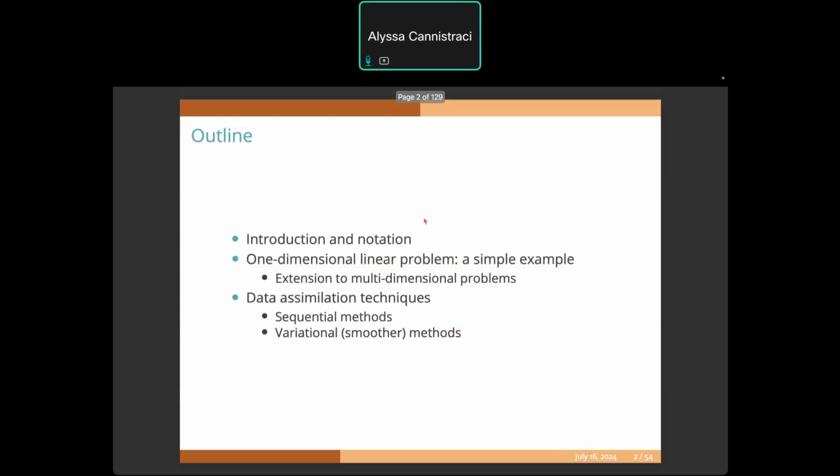We'll also extend the 1D problem to multi-dimensions, because obviously oceans are not a 1D problem. And then I will finish by talking about sequential methods. So specifically, we'll talk about Kalman filters. And then I will talk a little bit about variational methods, which are smoother methods for data assimilation.